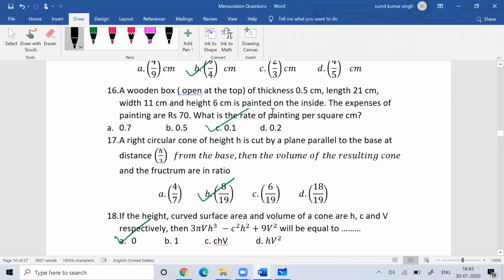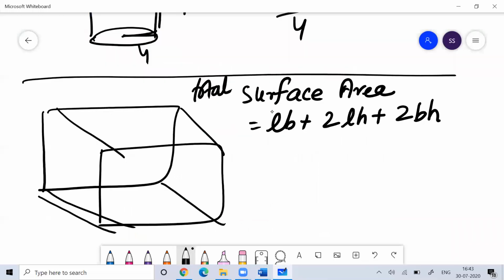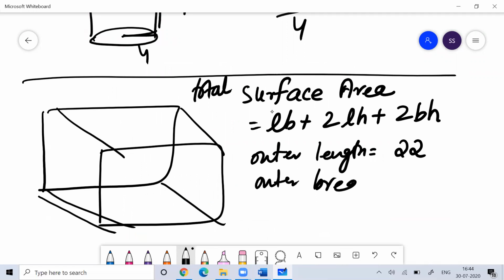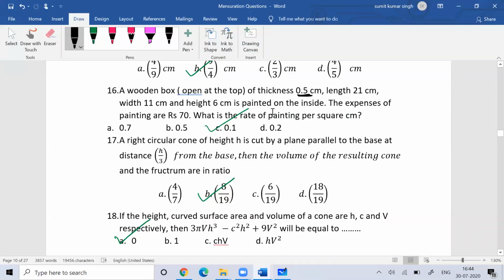Okay, so the thickness is given to you, 0.5 centimeter. The inner length is given as 21, and width and height. So the inner length is 21 and the thickness is 0.5. So for the outer length, 0.5 on both sides, that becomes 22. Outer breadth, that is width, is 11, and with 0.5 on both sides, it becomes 12.